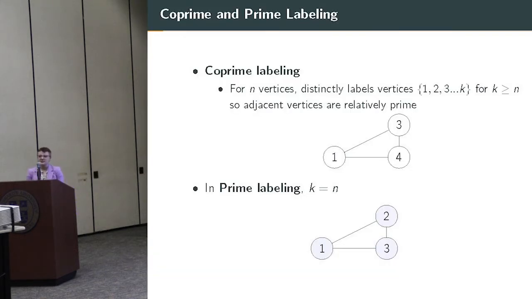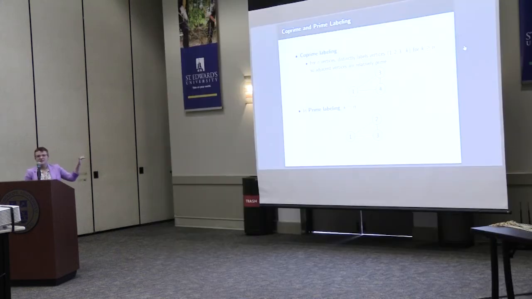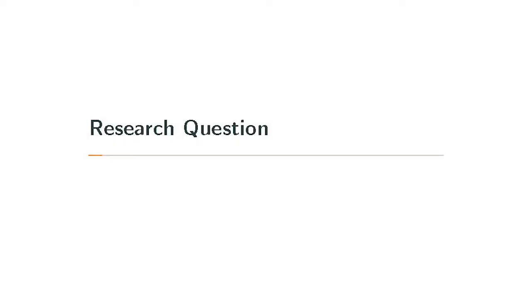A prime labeling is essentially the same thing, except your labels can only be as large as the number of vertices that you have. What that means is, if we take that graph that had 3 vertices, we can only label those vertices with the numbers 1 through 3, but all of the adjacent vertices are still relatively prime to one another, and so we're going to call that a prime labeling.